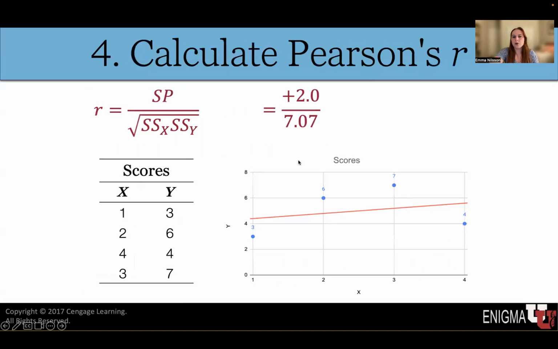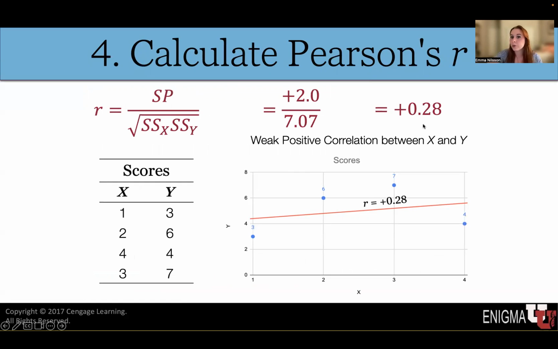So if we plug both of those values in, we get a Pearson's R of positive 0.28. And this is a weak positive correlation between X and Y. Whenever you get this number, it's important to go back to your scatter plot and ask, does that number fit the slope of whatever linear line we've created? Even at the very beginning, we could have predicted that this is a weak positive correlation just based on what that line looks like. And that's exactly what our data is telling us.